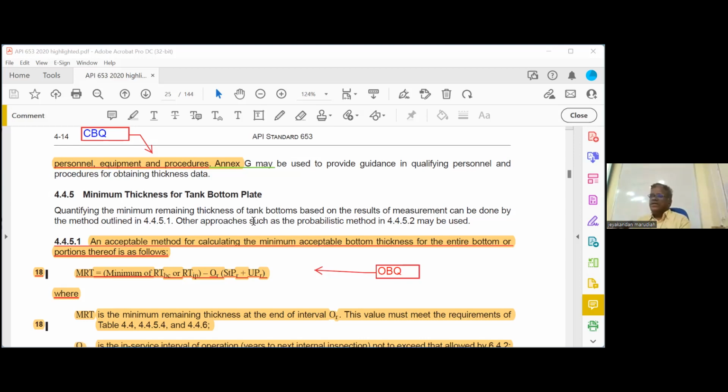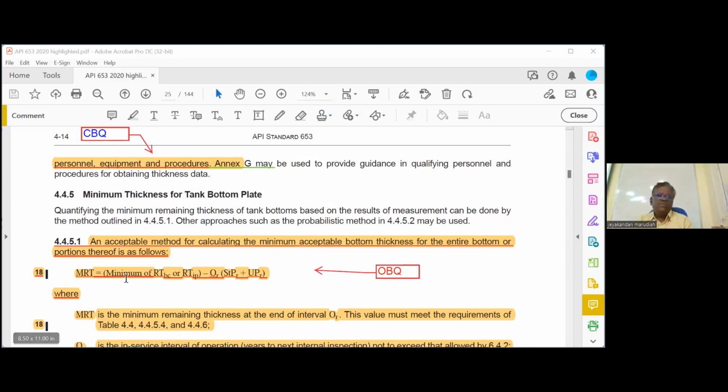Okay. Now this formula is particularly for MRT. MRT here is not the minimum remaining thickness now. It is the minimum remaining thickness at the next inspection. MRT is minimum remaining thickness, not now. Minimum now, you can use UT and find the thickness. The calculation is what should be the minimum remaining thickness at the next inspection. For that, first you have to check what interval you want. Then what is the minimum thickness in the bottom plate? Then you have to add both the corrosion rates, top and bottom.